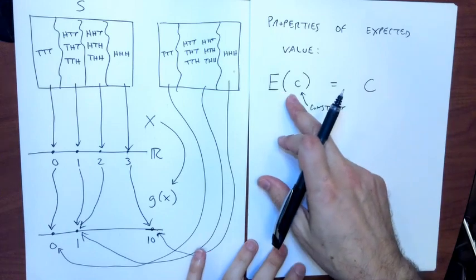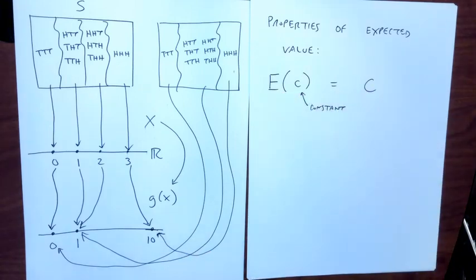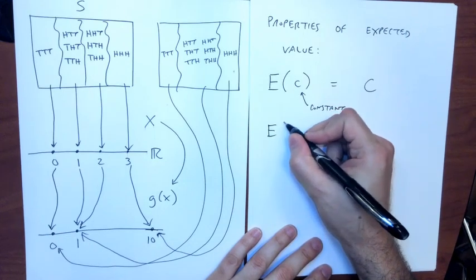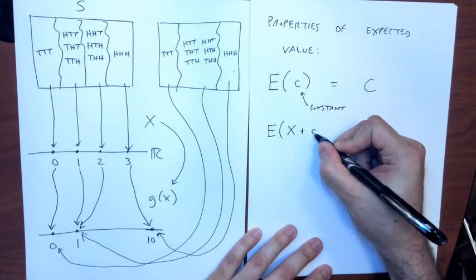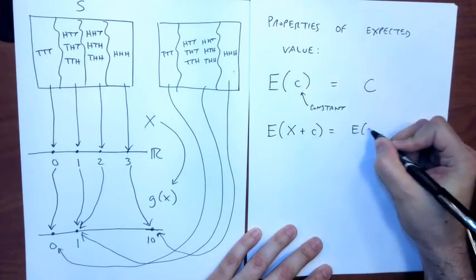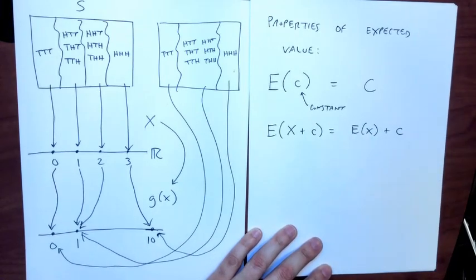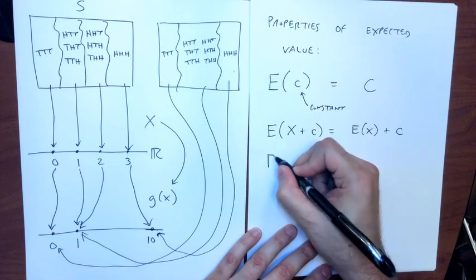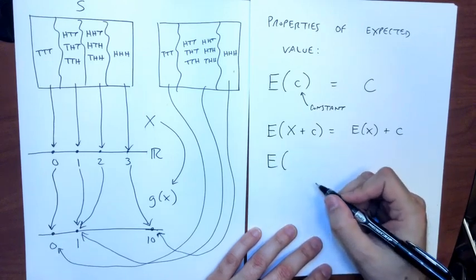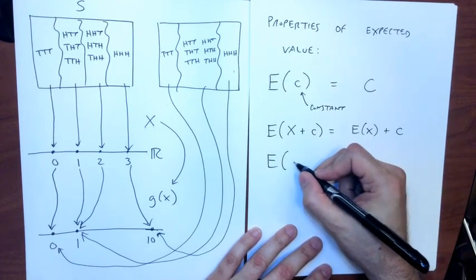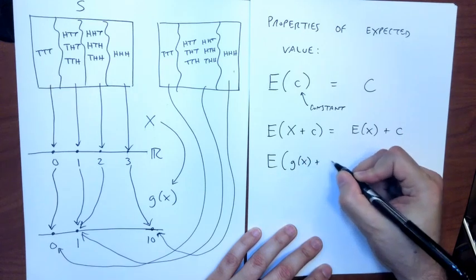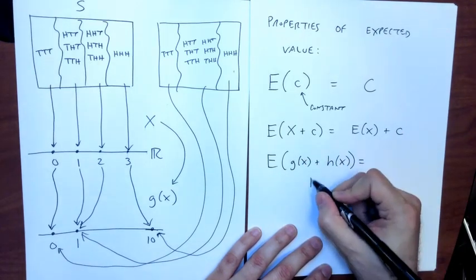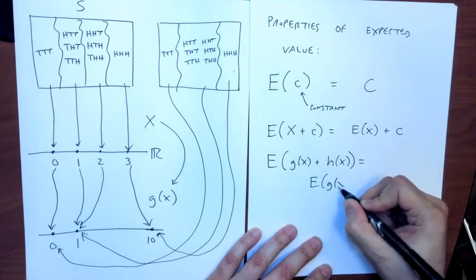So I can basically move the constants out of my expected value computations. And so that means that the expected value of x plus a constant is the same thing as the expected value of x shifted by that constant. Also, the expected value of some function of x plus some other function of x is the same as separating these guys out.